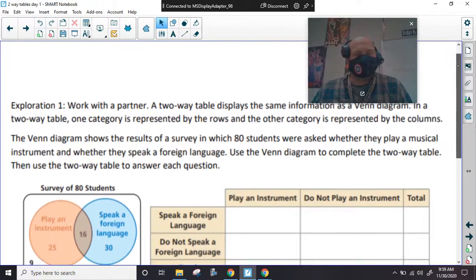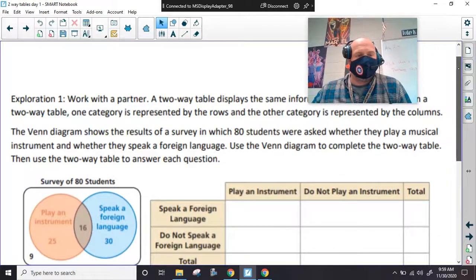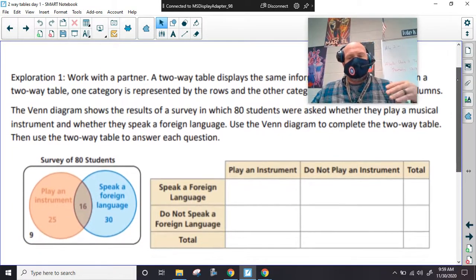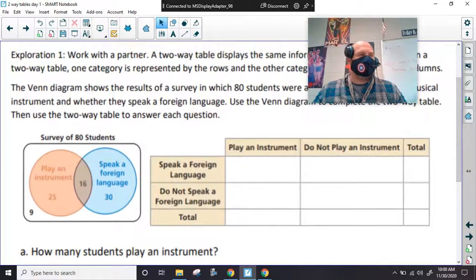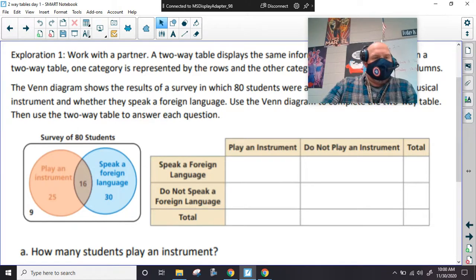Now it talks about two-way frequency tables, and we're going to step through this. The reason why we're starting slow is because we're just coming back from a week break. Nobody wants to jump into something really, really difficult.